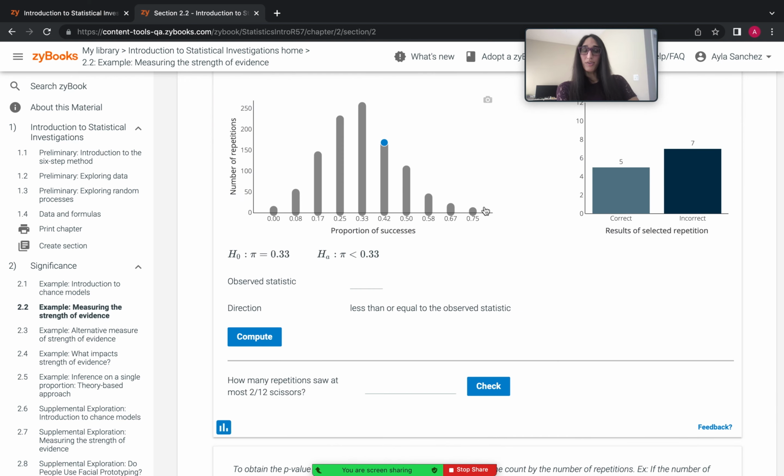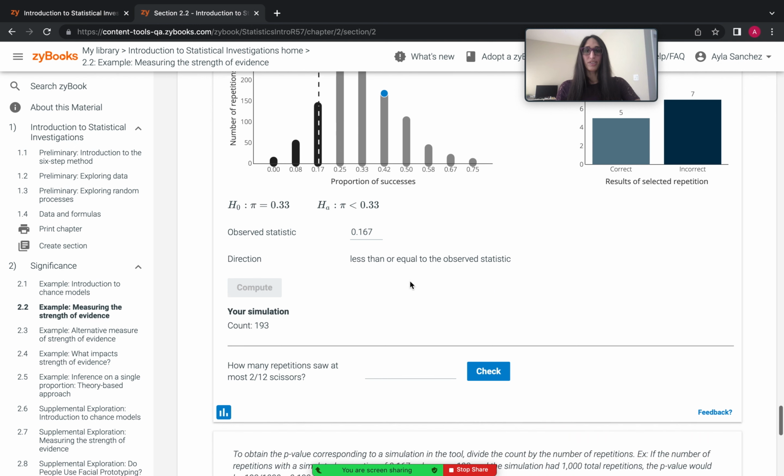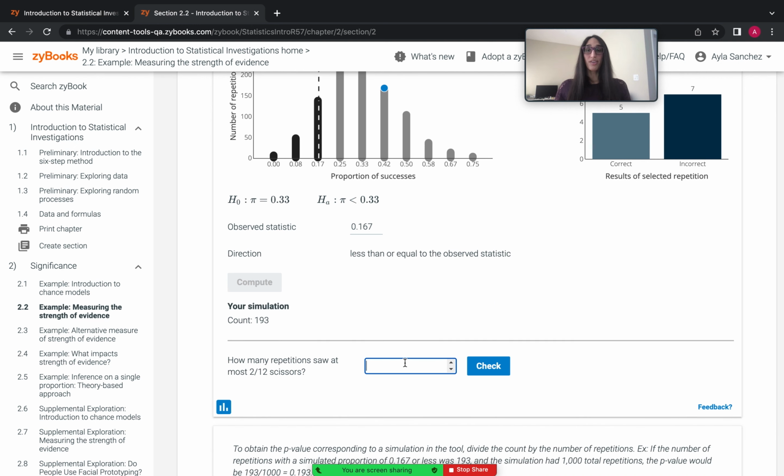And now they have new features that are scaffolded into this tool that reflect the definitions that were introduced in the section, particularly null hypothesis, alternative hypothesis, and also measuring the strength of evidence by counting repetitions as extreme as the observed statistic. They enter the observed statistic from the study. You see there's 193 simulations which had less than or equal to the observed statistic, and they can answer the question with it.